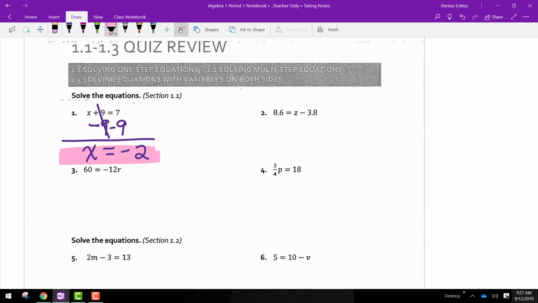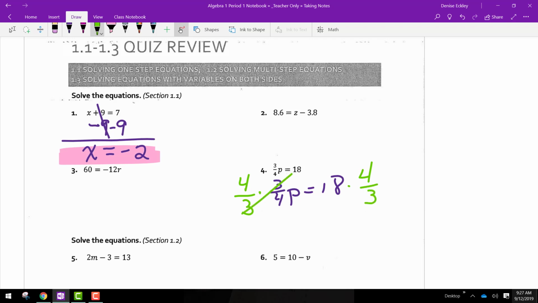The other one that I want to do is number 4, the one with the fraction. We've been working with fractions for the last week, and so to undo the multiplication by the fraction, we are going to multiply both sides by the reciprocal. Let me rewrite the equation so I have a little more room to work here. So I am going to multiply both sides of this equation by the reciprocal, which is 4 over 3.